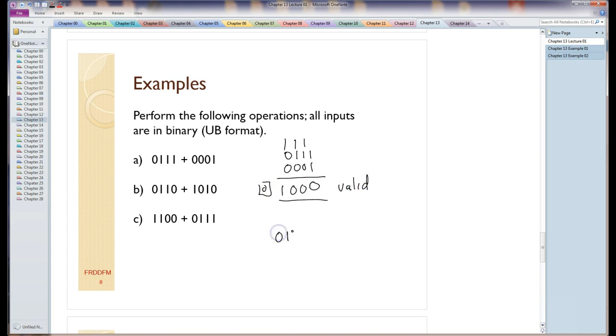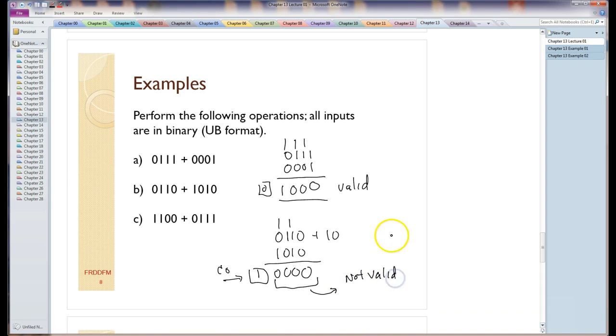Second one, 0, 1, 1, 0 plus 1, 0, 1, 0. 1, 0, that's going to be 0. So 0 is a 0. 0, carry the 1. Carry the 1, 0, carry the 1. Okay, here's my carry out. It's set. So what that's saying is this answer here, these 4 bits are not valid.